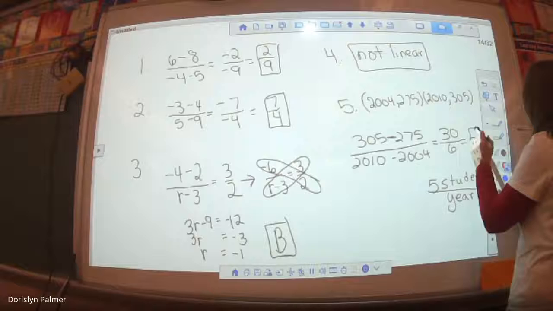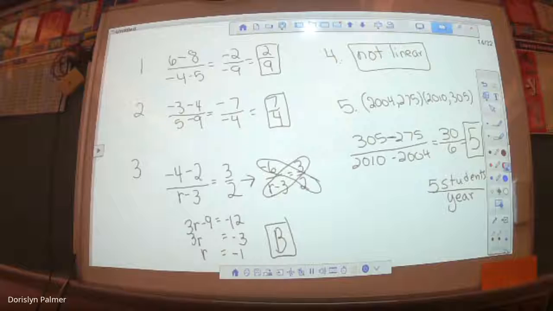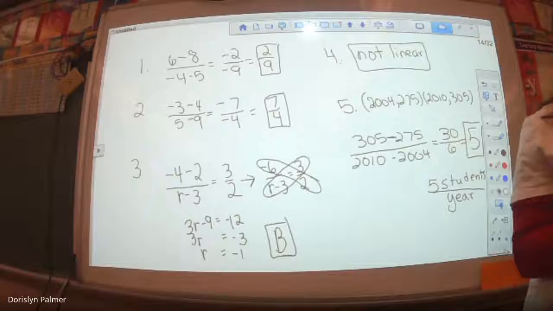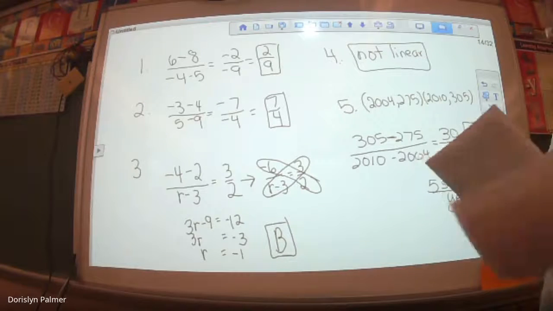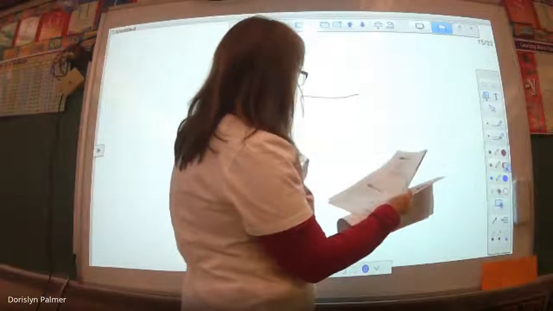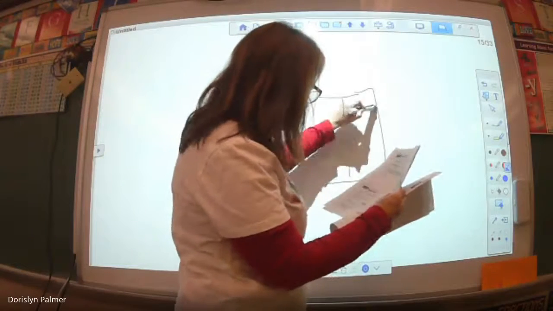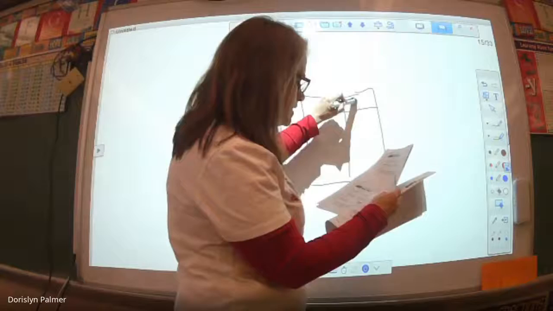Wait, on number 4, I think I got that one wrong because I said it was linear. Because it had +2 on the left side and then -2, +2, and I thought that'd be fine. That's what I did also. And then on the front, I messed up one. It looks like this, the one you guys are talking about. X and Y.